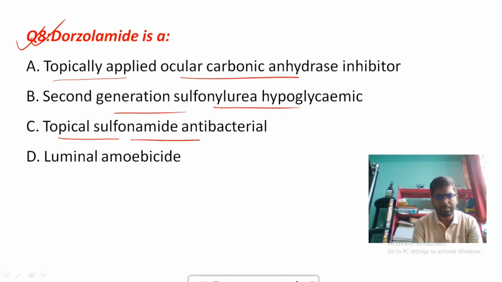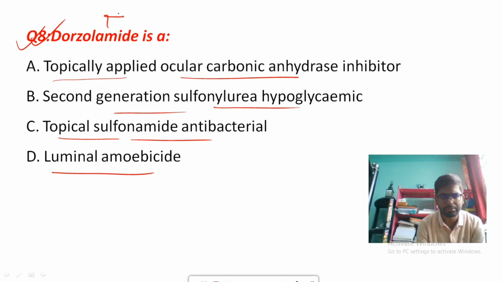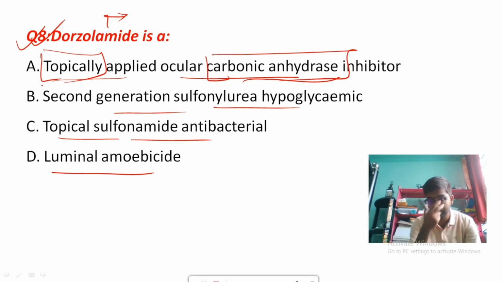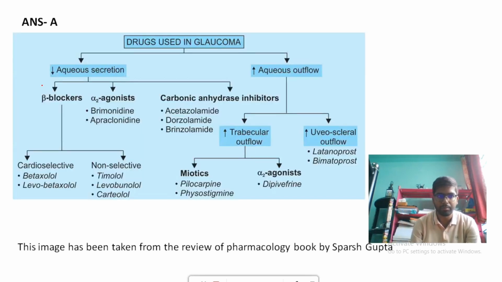Then option C, topical sulfonamide antibacterial. Option D, luminal amoebicide. See, dorzolamide is a drug which is a carbonic anhydrase inhibitor like acetazolamide, but it can be given through the topical route. It is used in case of glaucoma also. Topical eye drops are available in the market.